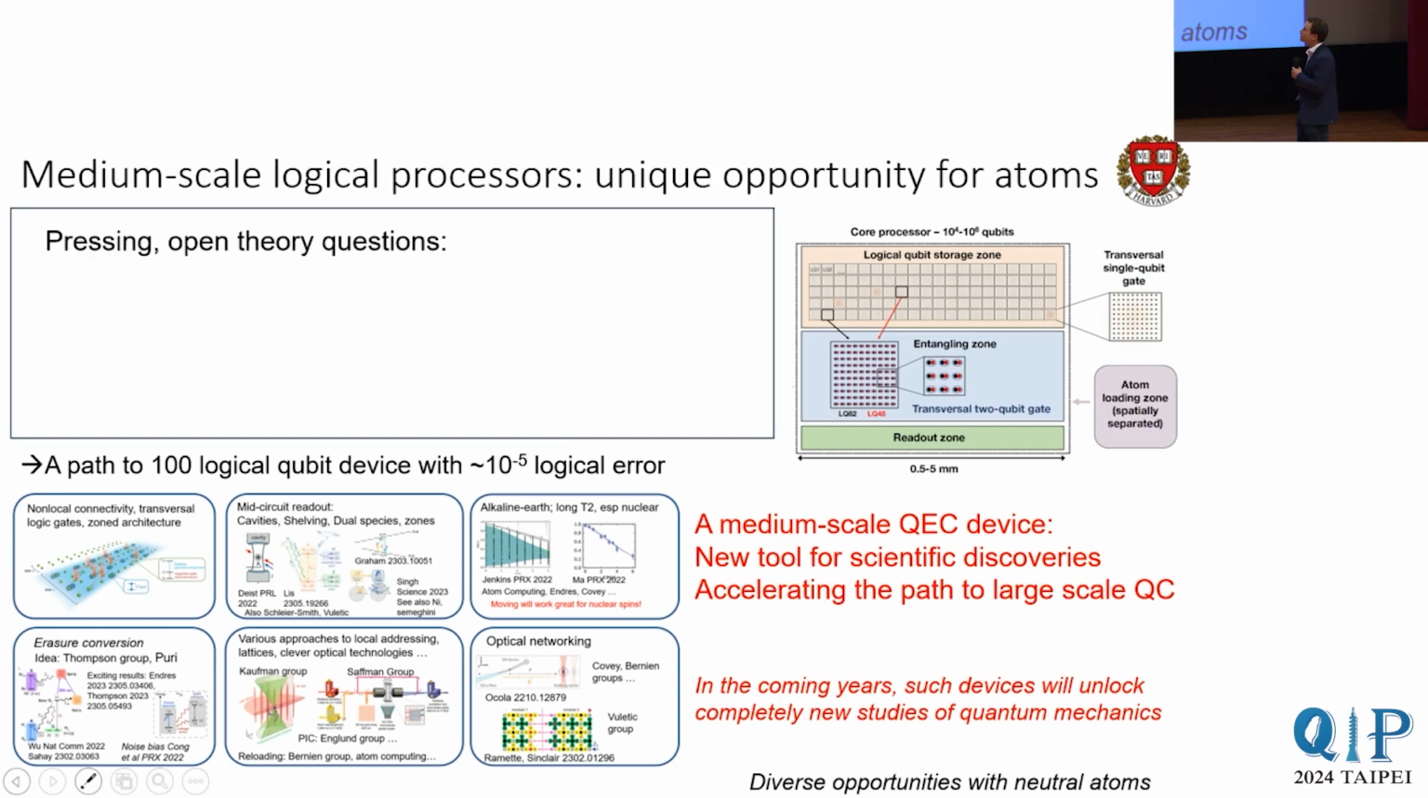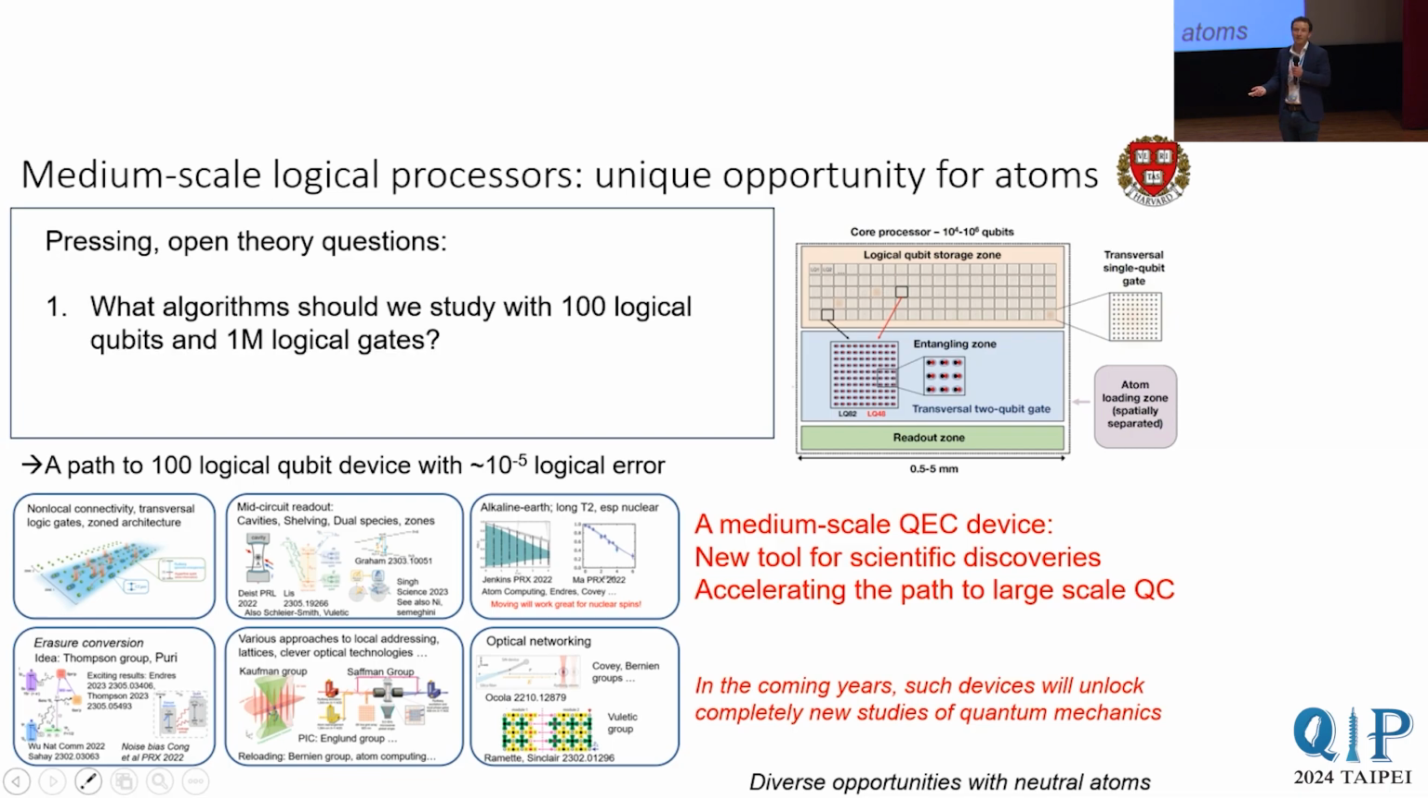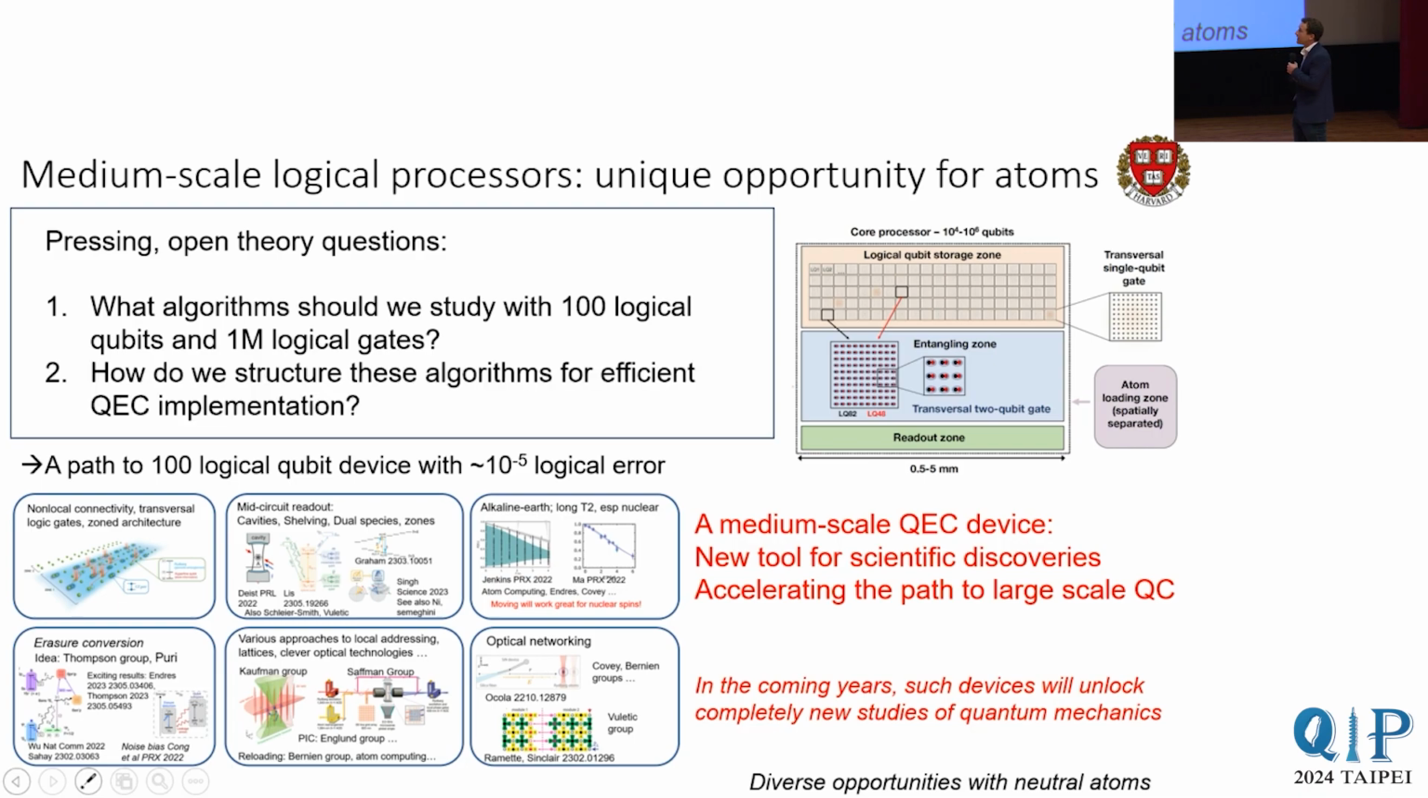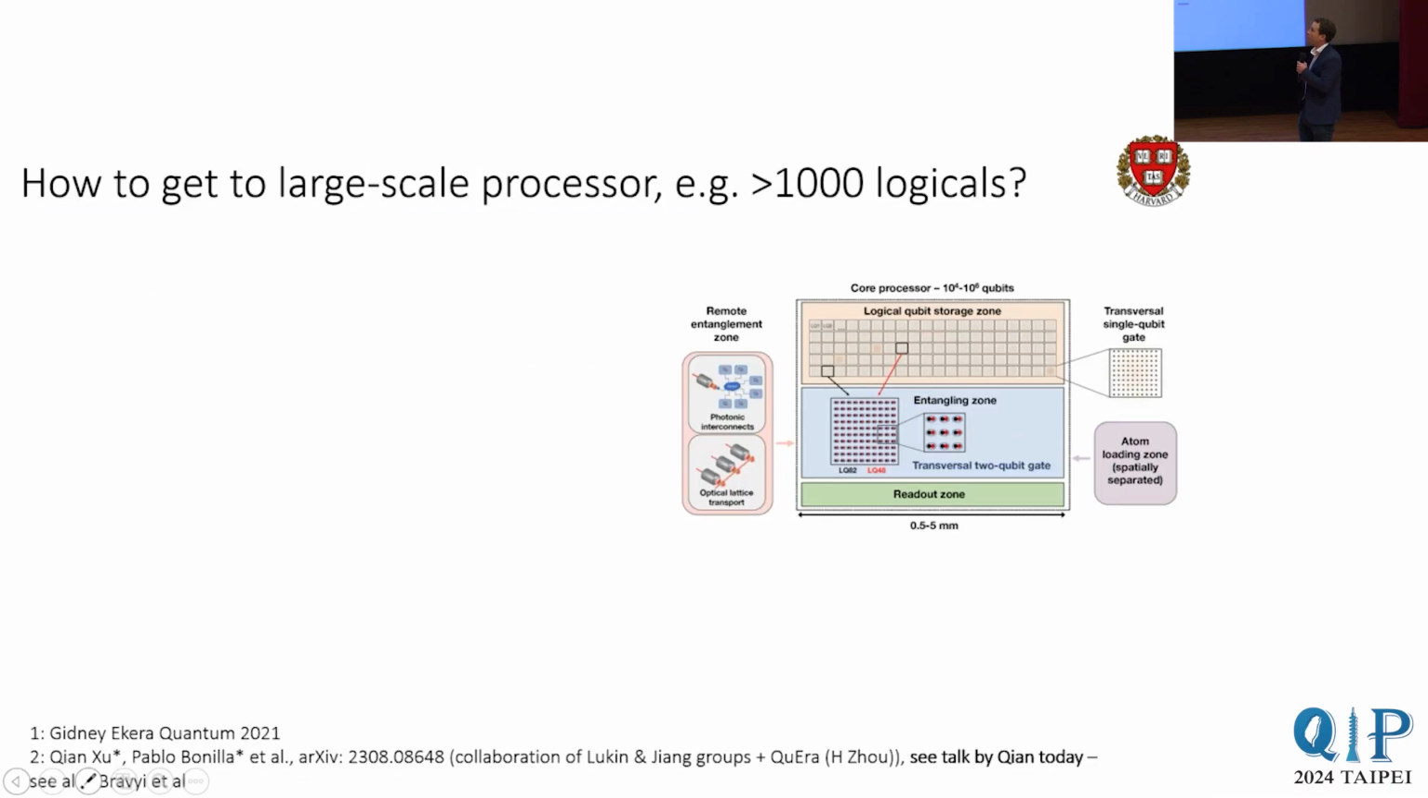And I think two really interesting theory questions that I want to put out there: what types of algorithms should one study if you have something like 100 logical qubits and 1 million logical gates? I think it's actually a pretty non-trivial question. And similar to the 832 circuits that we did here, how do we structure these algorithms for efficient quantum error correction implementation, with clever co-design in order to leverage these systems? And this is going to be my last slide.